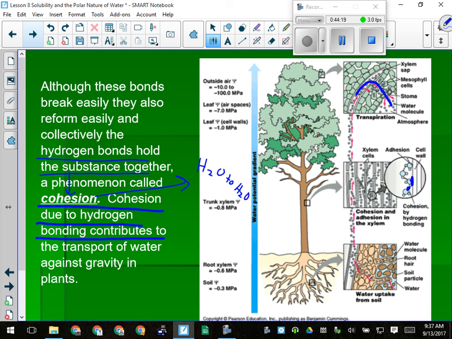Yeah, adhesion and cohesion are caused by the same thing. They're both caused by hydrogen bonds. It's what's the hydrogen bond between? If it's two water molecules hydrogen bonded, it's cohesion. If it's a water molecule and some other polar molecule, then it's adhesion. But it's still a hydrogen bond in both cases.